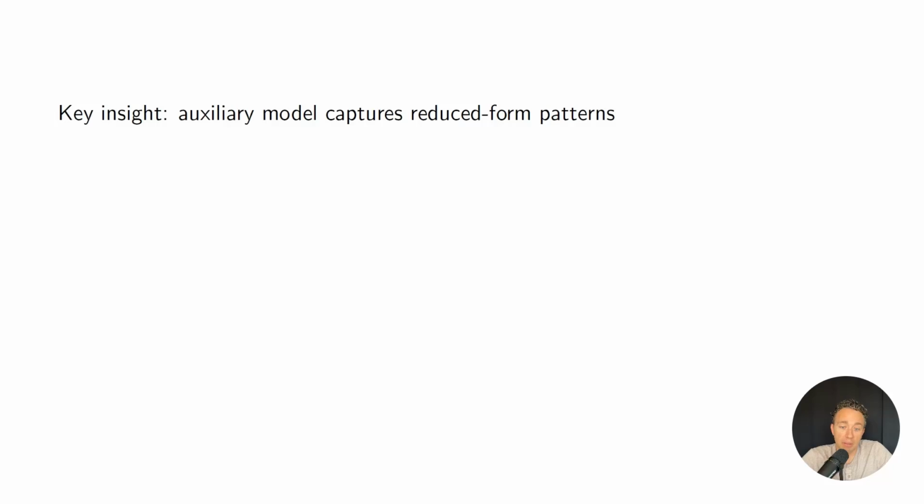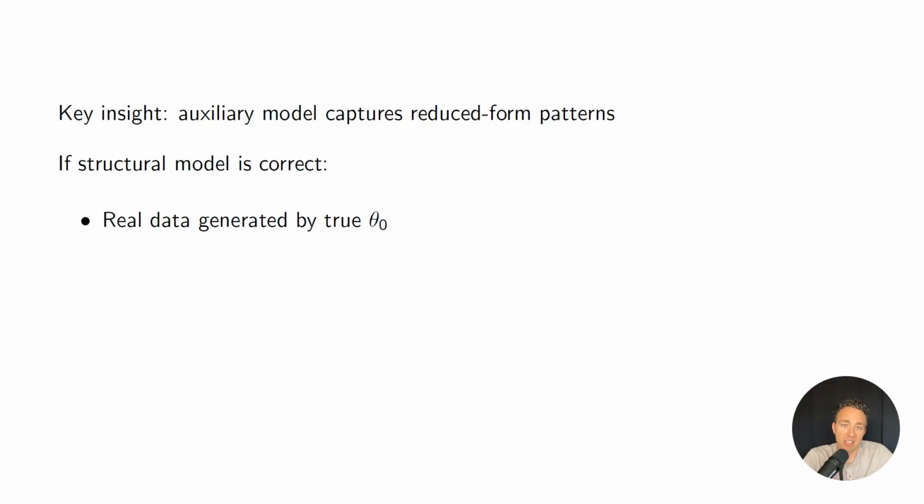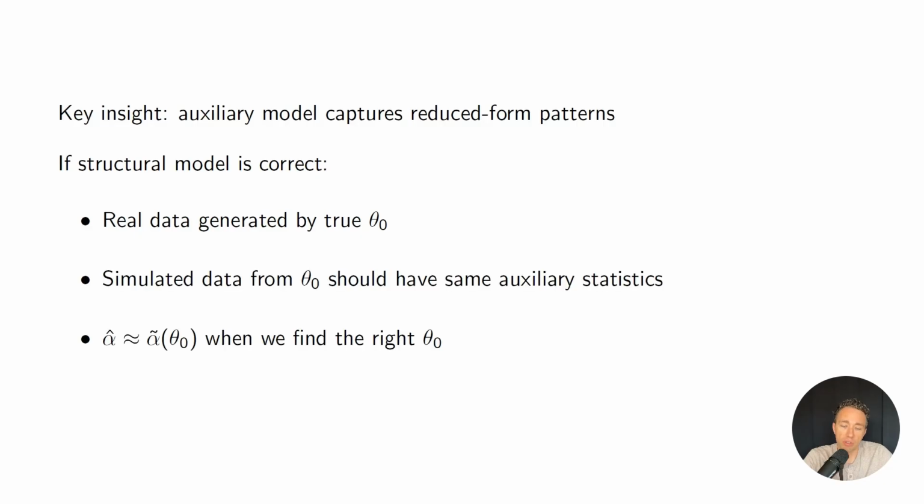Some people like this auxiliary model approach because we can link it to common reduced form estimands like treatment effects or difference in differences. And the whole idea is that as long as the structural model is correct, then I should get the same auxiliary parameters in both the data and the simulated model. So if we have the right true value of these structural parameters, then my alpha hat will be approximately equal to my alpha tilde of theta naught.